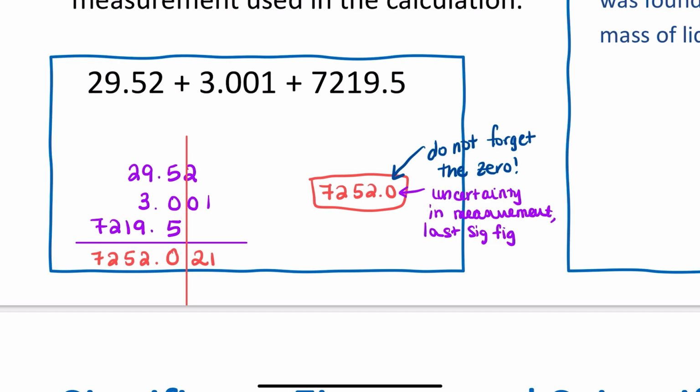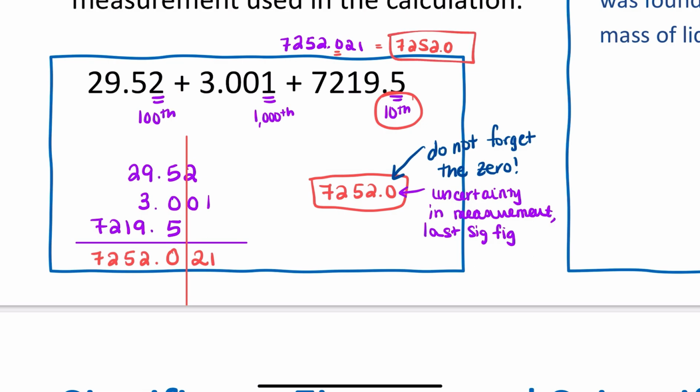The other way to do this that I personally find to be a little bit easier, but again, do it this way until you get the hang of it, is I go through and underline where my least precise measurement is. I see this is precise to the hundredths place. This is precise to the thousandths place. This is precise to the tenths place. When I add this up and get 7252.021, I know that tenth is the least precise, so my final answer can only be precise to the tenths place. So tenth has 1, and I get the same answer.